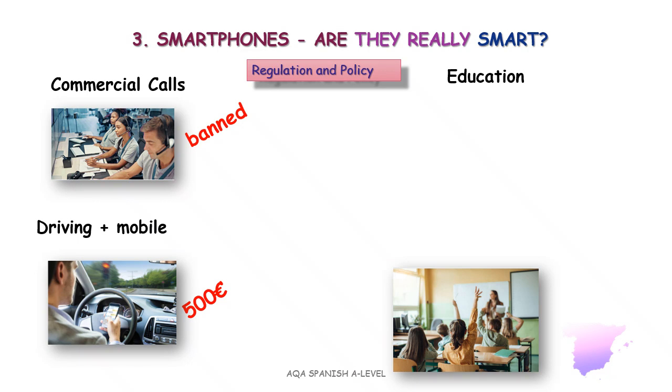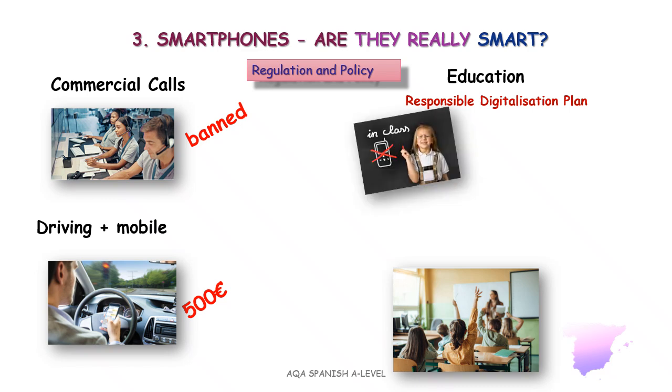Education. The ban on mobile phones has been extended across many secondary schools. Let's pause for a moment here. Under Spain's responsible digitalization plan, starting from the 2025-2026 school year, mobile phones won't be allowed at any stage of compulsory education, not in classrooms, not in any other school spaces, even for educational purposes. Smartwatches will also be banned among pupils.